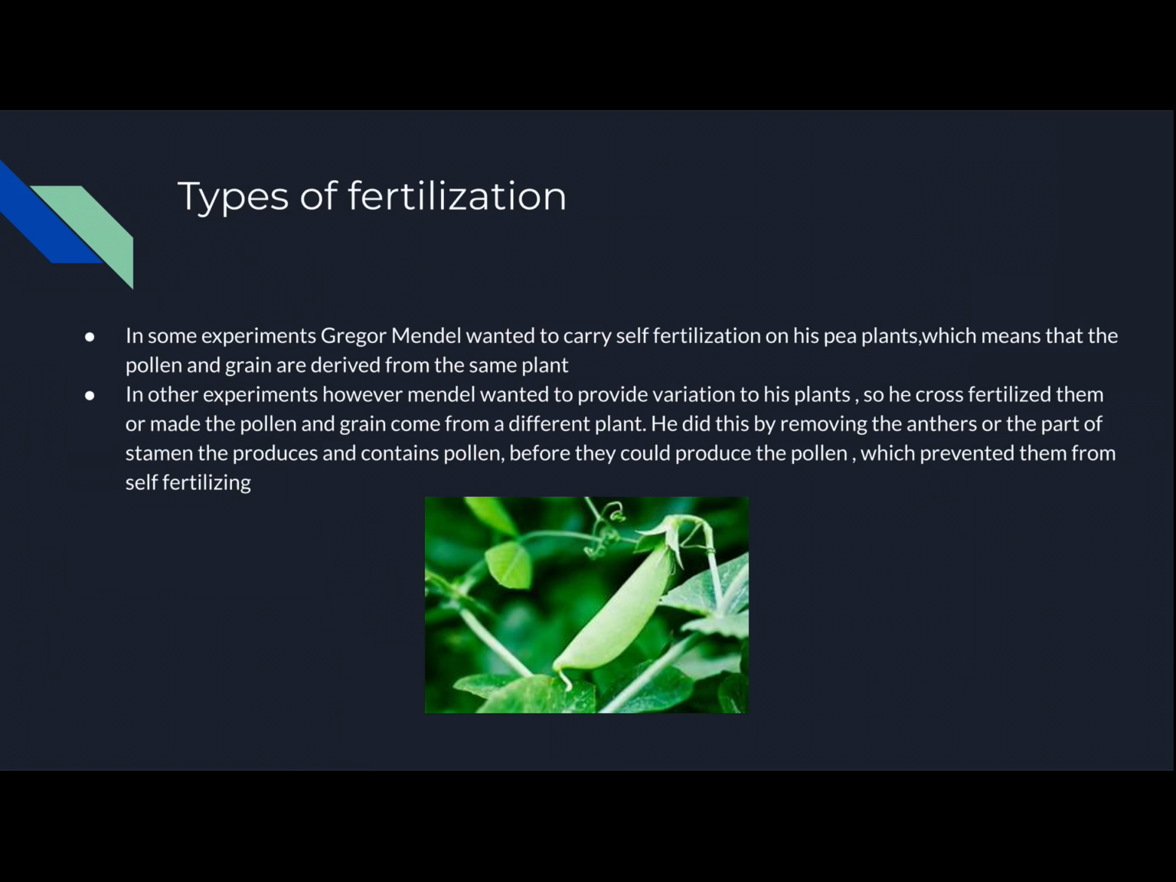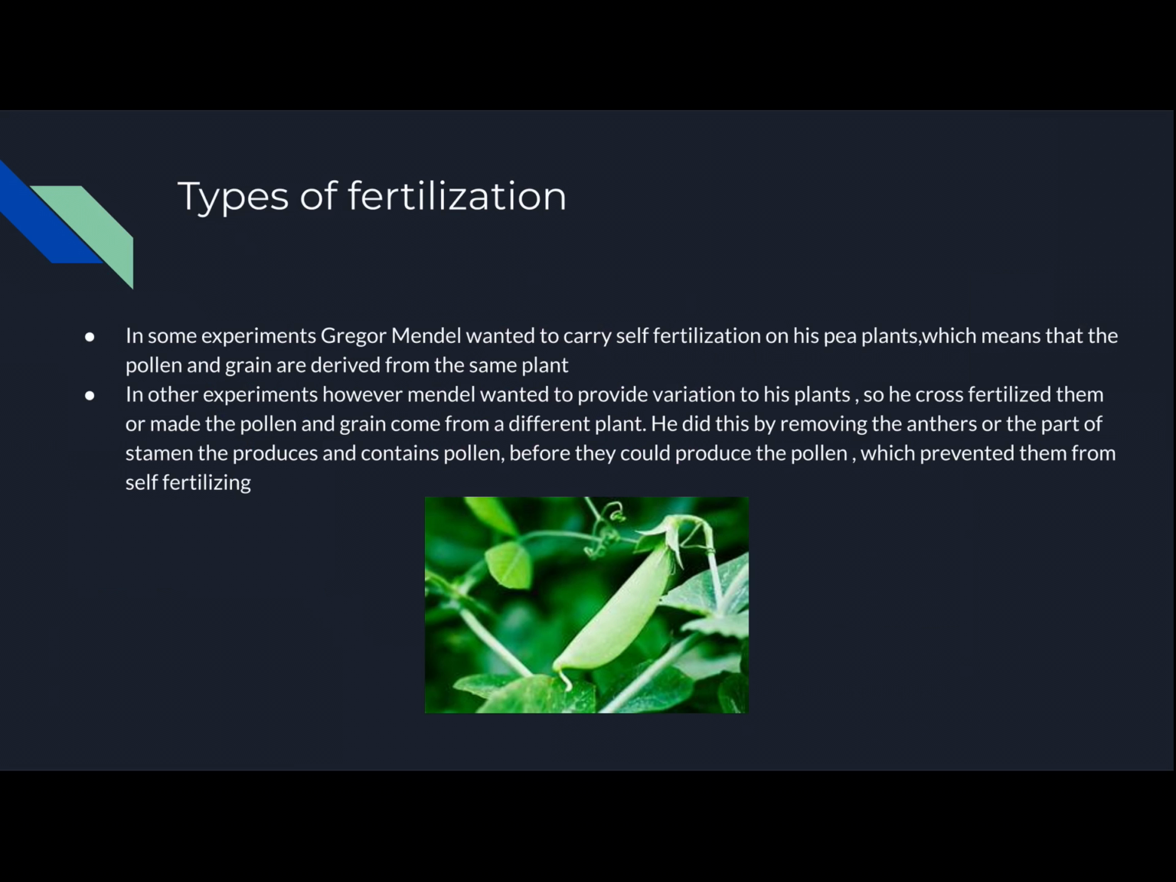So types of fertilization. Let me just read the slide. In some experiments, Gregor Mendel wanted to carry out self-fertilization on his pea plants, which means that the pollen and grain are derived from the same plant. So the name is pretty suggestive, self-fertilization meaning from the same plant. And so, as you can imagine, since the pollen and grain are derived from the same plant, they pretty much provide no variation.